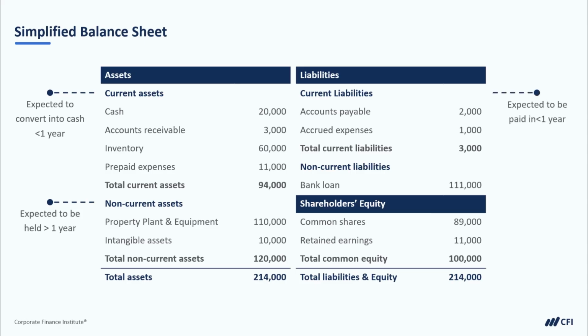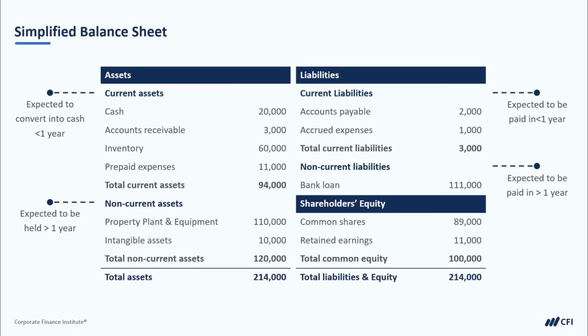The same holds true for current liabilities. These are liabilities that will be paid in less than a year. Accounts payable is a good example of a current liability, whereas non-current liabilities are those that have repayment terms that are longer than 1 year. So for an example, that would be a loan repayable over a 5-year period.